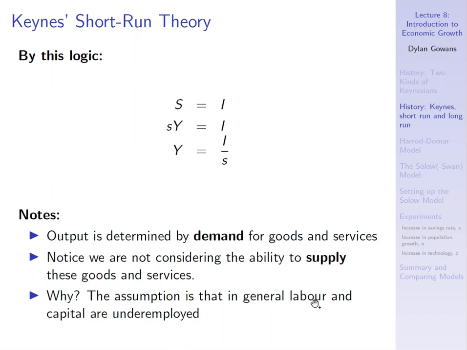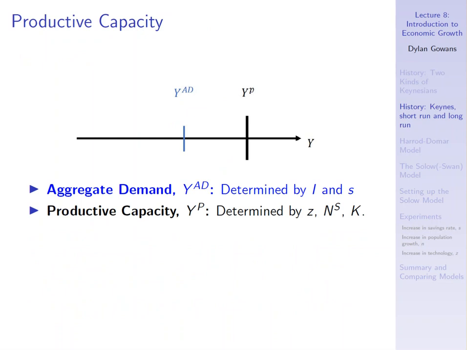And so why? Well, the assumption is that in general, labor and capital are underemployed. There's some excess amount of labor and capital that I can always use to produce more. Here's what I mean, okay? In general, we're in an underemployment scenario. So here's my output line, and imagine that YP is productive capacity. This is what we could potentially produce.